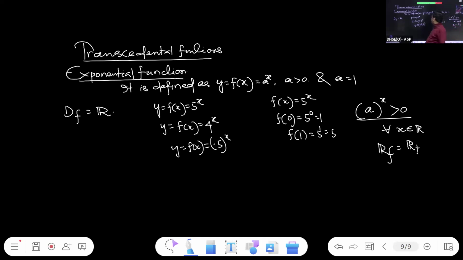Okay. Then come to the graph. Before drawing the graph of an exponential function, we should analyze it. Exponential functions are of two types. One is increasing exponential function. Second one is decreasing exponential function. Subhasri, is it clear?